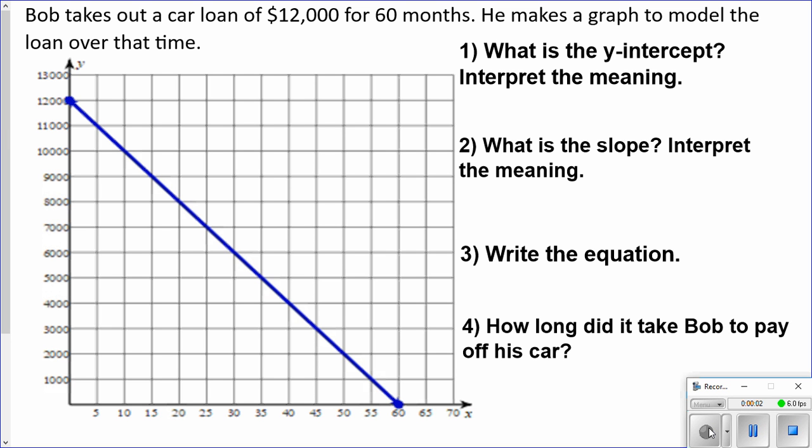We are going to run through this story problem as an extra example. Bob takes out a car loan of $12,000 for 60 months. He makes a graph to model the loan over that time.